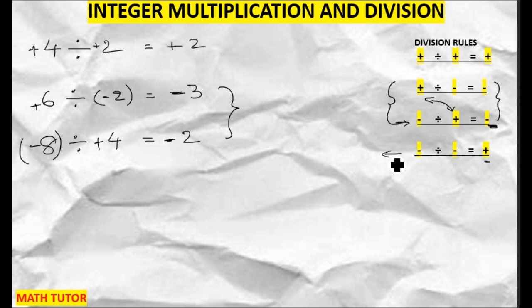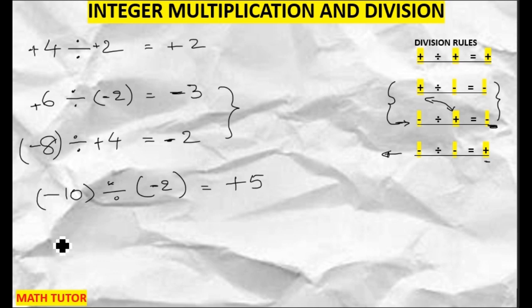Now we are going to check the last rule, that is minus 10 divided by minus 2. If you are dividing two numbers which have negative signs, the result will have a positive sign, and 10 divided by 2 equals 5.